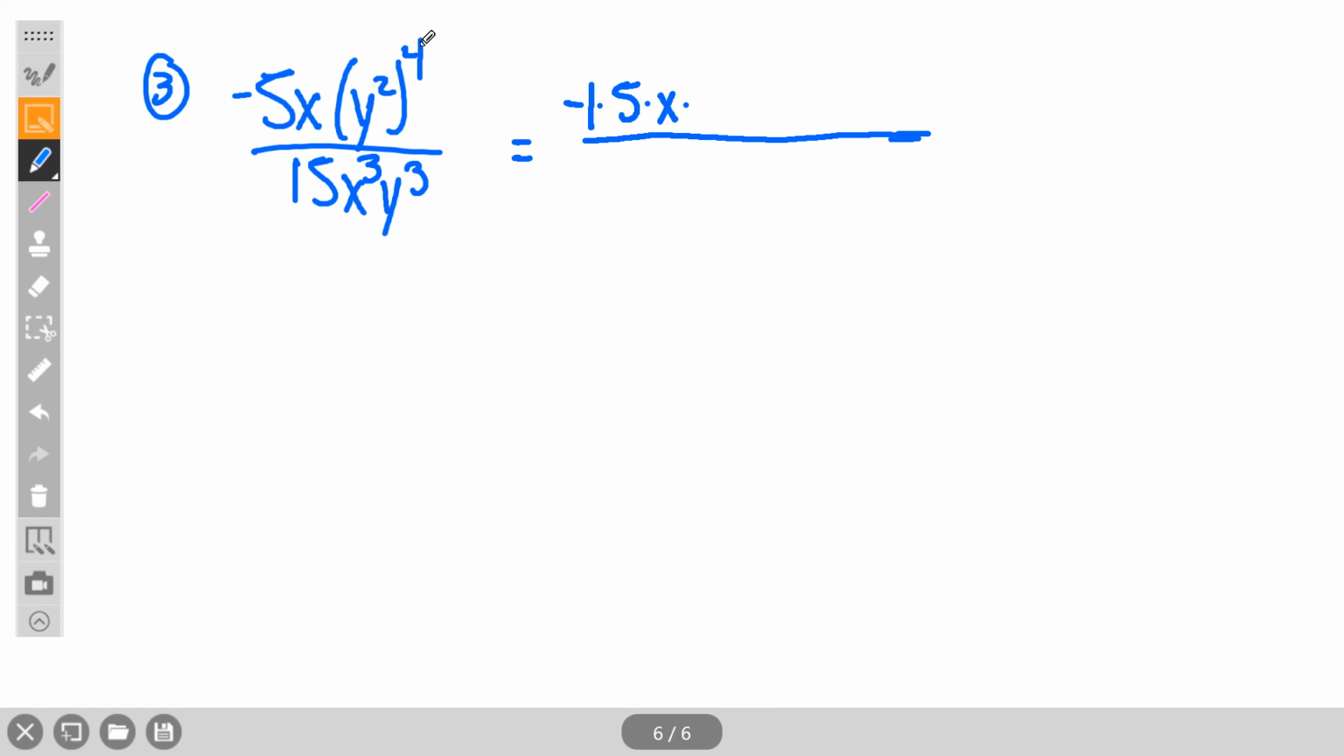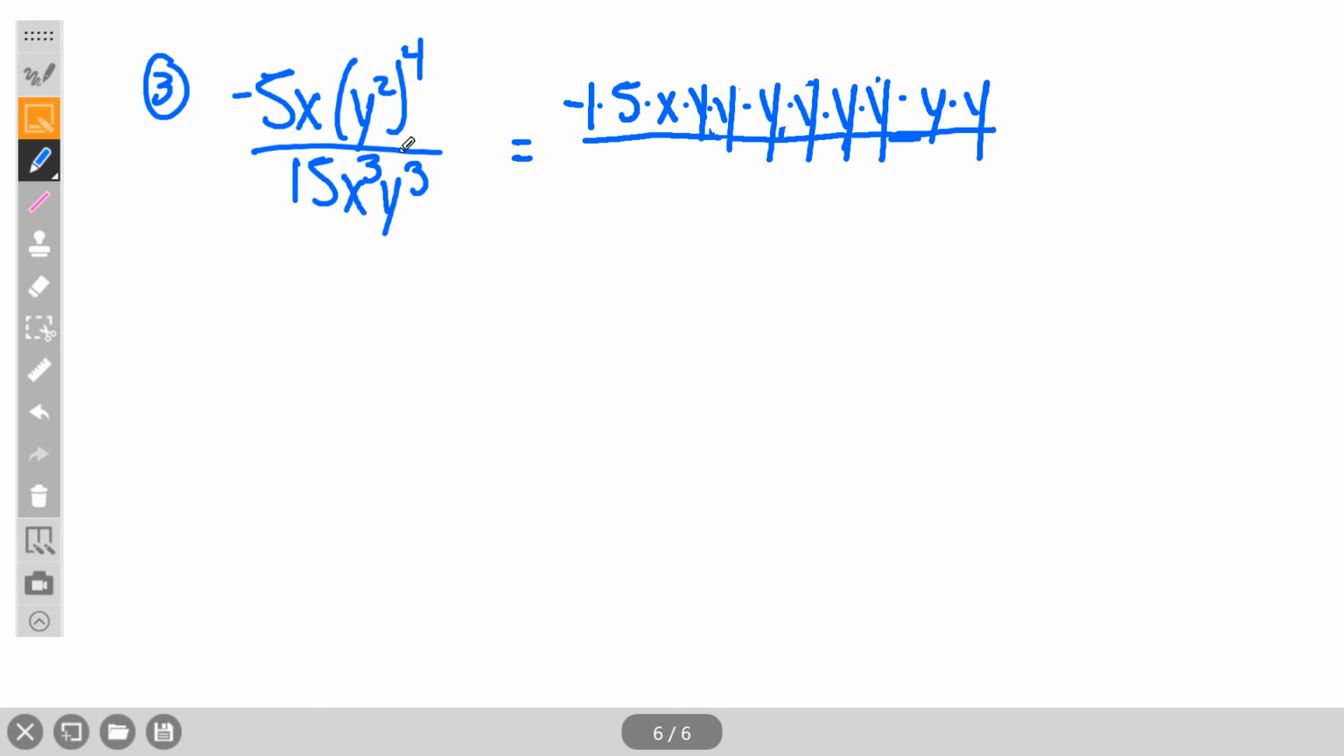Y squared to the 4th power. So that 4th power would mean we're looking at y squared times y squared times y squared times y squared. That's what it means to raise something to the 4th power, is to multiply it together 4 times. However, each of these y squareds can be simplified into y times y. So y squared is y times y. This one is y times y. This one is y times y. And this one is y times y. So what we see is we actually end up having 8 y's.